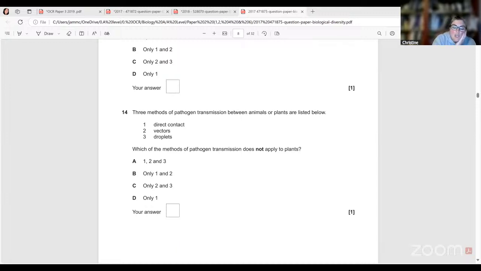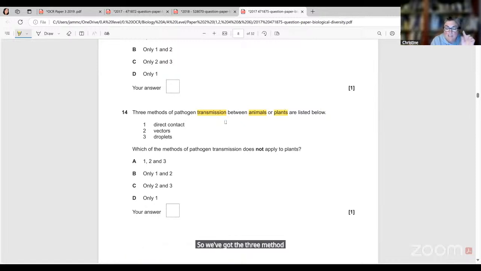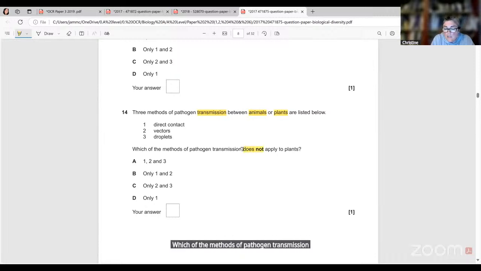Yeah, cool. Right, so this one's an interesting one because it's asking you about the transmission between animals and plants. We've got the 3 methods of these pathogens being transmitted. Now, this is the bit you really need to focus on, because students skim read all the time. Because they skim read, they may miss a part of the question that says, which of the methods of pathogen transmission does not apply to plants?